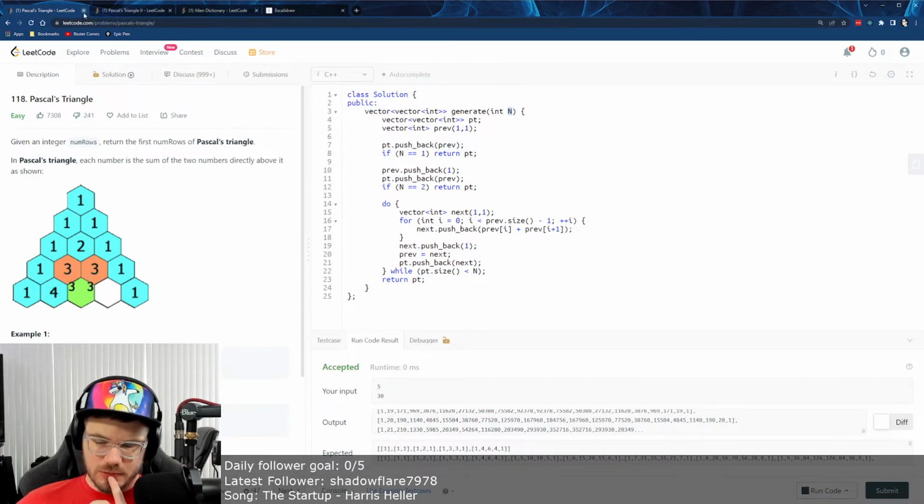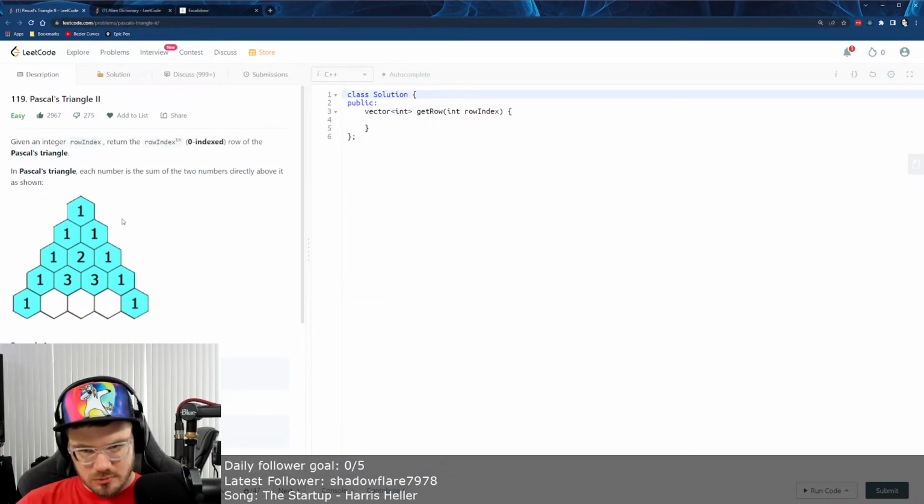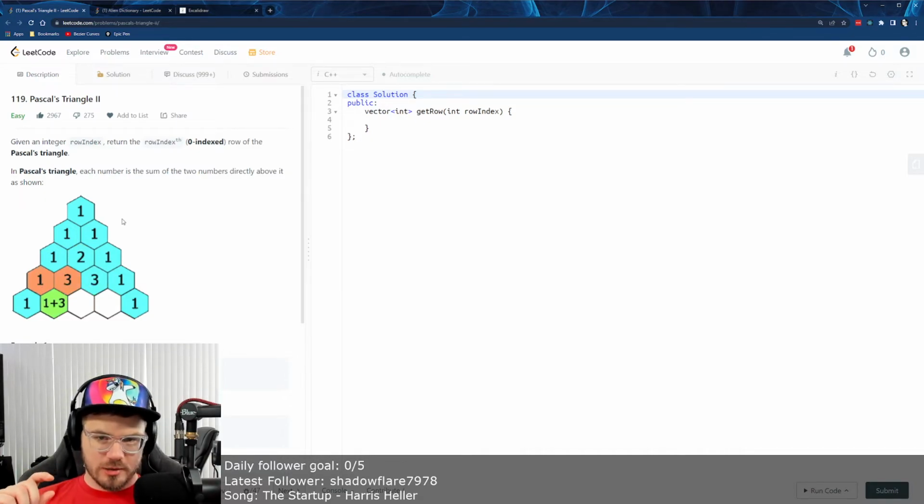Let's take a look at the next one, which is Pascal's triangle 2. What did they add? Given an integer row index, return the row indexed row of the Pascal's triangle. So I think the point that they're trying to get across with this is if you don't need to generate the whole triangle and return it, you can be more space efficient. You can generate the nth row using only linear space. But it's still going to take n squared time.